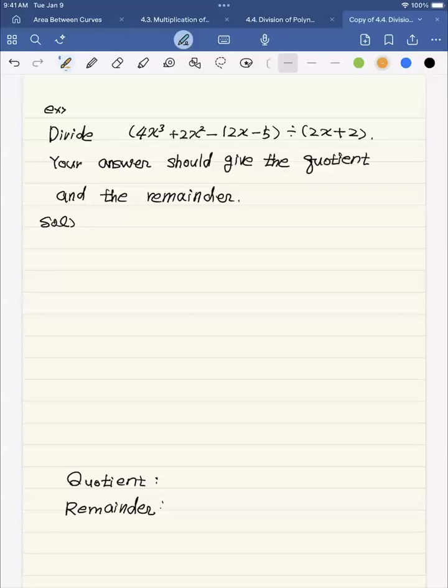Let's do the example. Divide 4x cubed plus 2x squared minus 12x minus 5 divided by 2x plus 2. Here, the divisor is 2x plus 2.